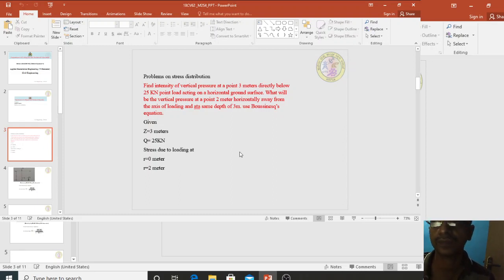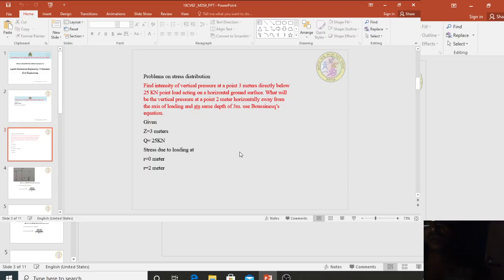What will be the vertical pressure at a point 2 meters horizontally away from the axis of loading and at the same depth of 3 meter, using Boussinesq's equation? This is the question which they are given.